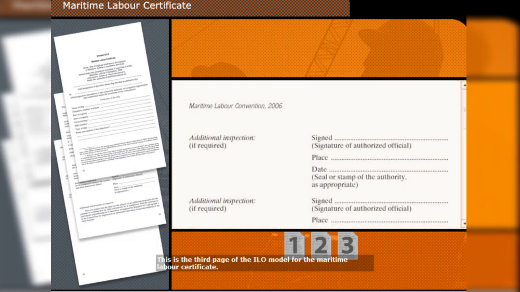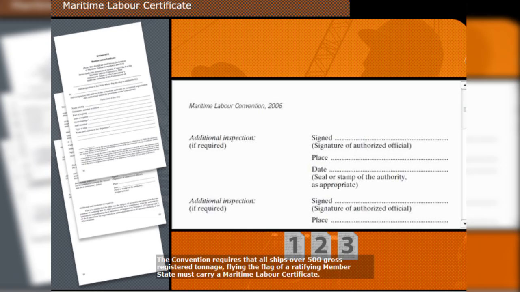This is the third page of the ILO model for the Maritime Labour Certificate. This part is a record of any additional inspections that have been carried out. The Convention requires that all ships over 500 gross registered tonnage flying the flag of a ratifying member state must carry a Maritime Labour Certificate.